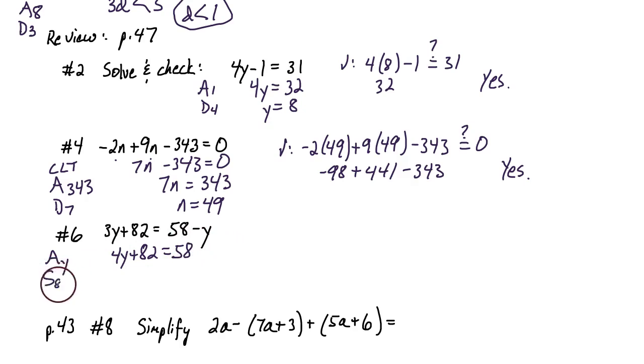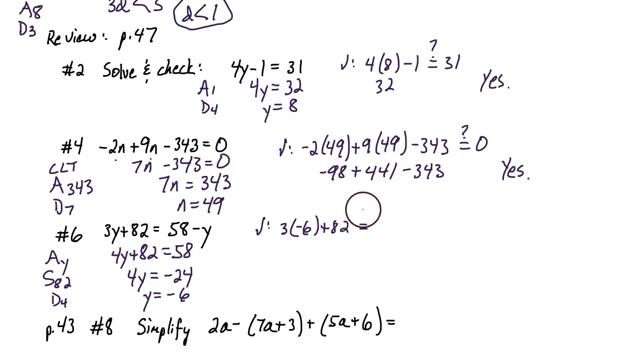Next, subtract 82 from both sides. 58 subtract 82 makes -24. Then divide by 4. So y equals -6. Here's the check. 3(-6) + 82. Is that equal to 58 subtract -6?